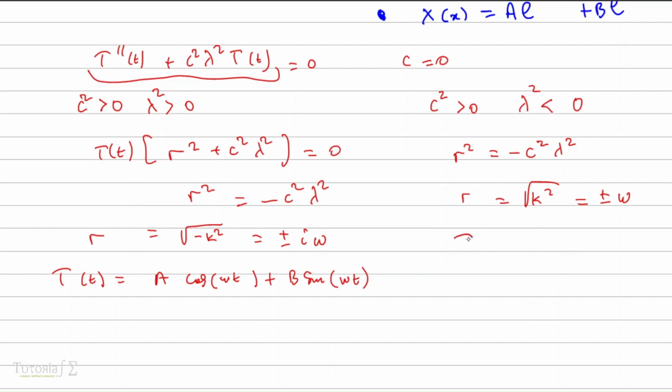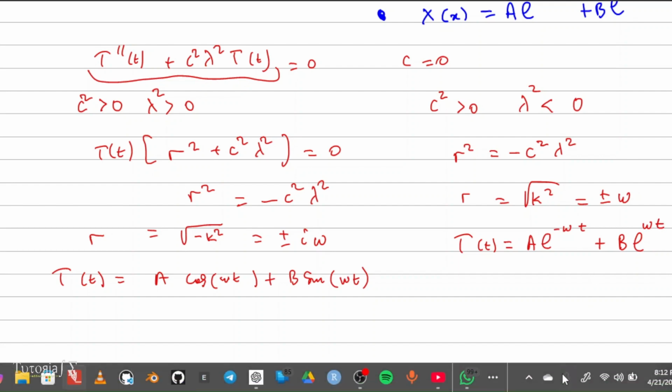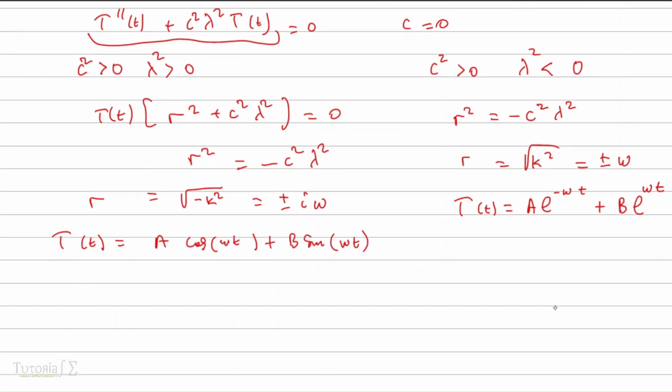If we have this value of r, what would be the value of t? The value of t is going to be, when they are both positive, A e raised to the rt, I mean, A cosh wt plus B sinh wt, something like that. Very good. So now we can also do the case for c squared is less than 0.